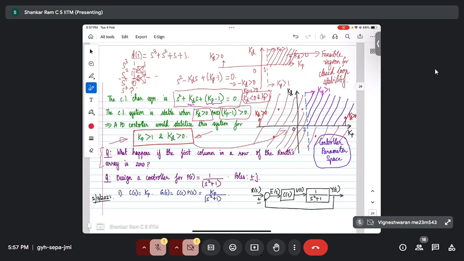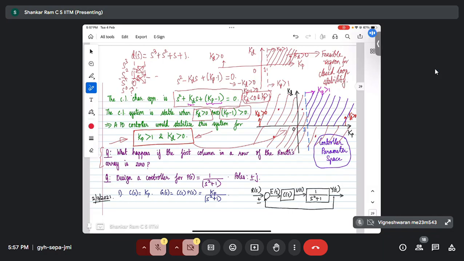Okay, understood. And maybe, sir, just an attempt at the question that you have asked. What happens if the first column in a row of the Routh array is 0? The system will definitely be unstable only. Am I right? So that is a tricky point, right?